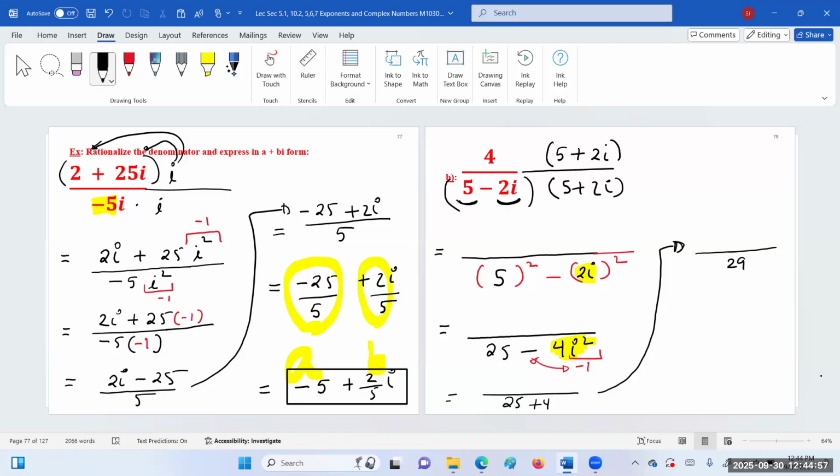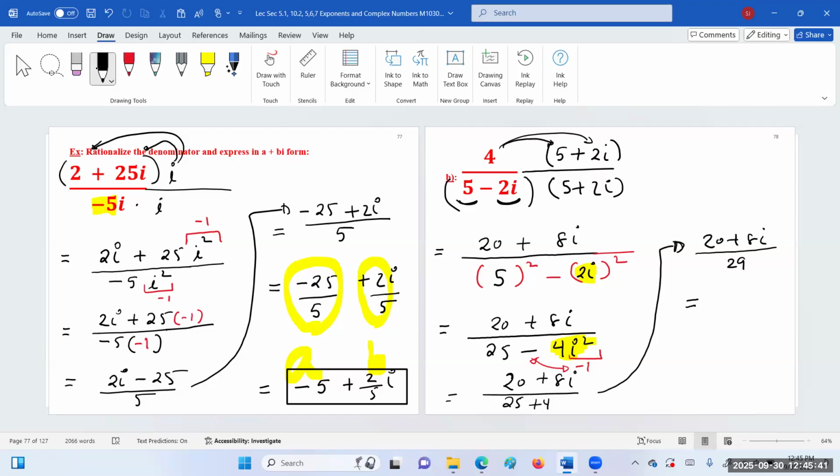For the numerator, what do you do? Distribute. 20 plus 8i. See, I combine 20 and 8i together. So you have 20 plus 8i over 29. Are we done? No. The answer is not wrong, but it's not done either.